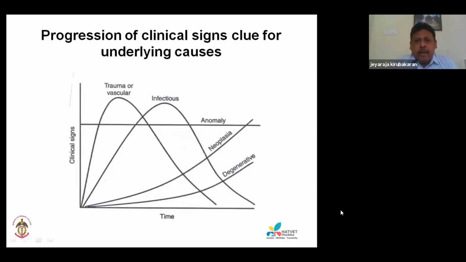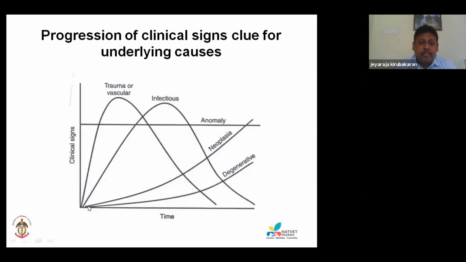Just by looking at the progression of the signs, we get a clue about what type of etiology it may be. For example, this graph shows the clinical signs and the duration. If the clinical signs are very acute and sudden, it may be a trauma or vascular. Trauma, you know that. Vascular, I mean a fibrocartilage emboli from the intervertebral disc, occluding the blood supply to the spinal cord, causing ischemia.